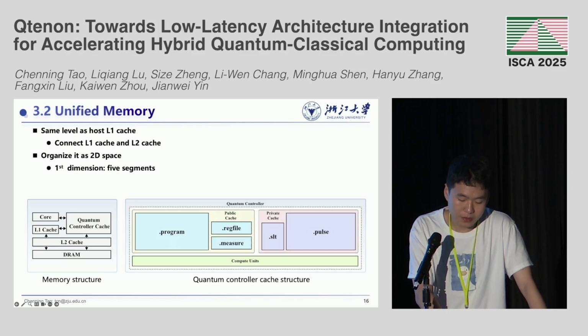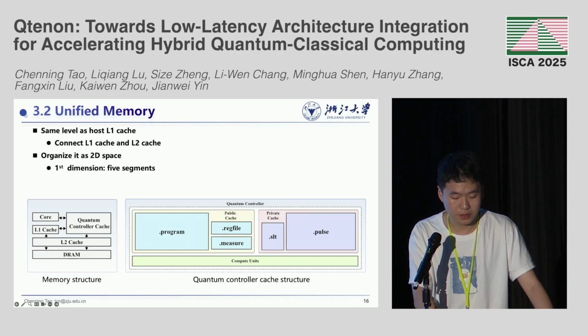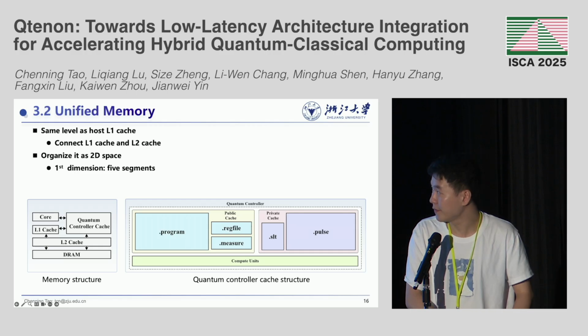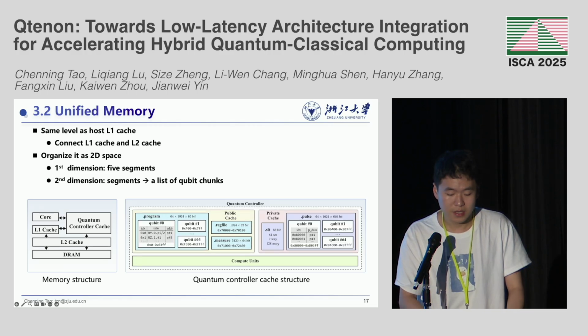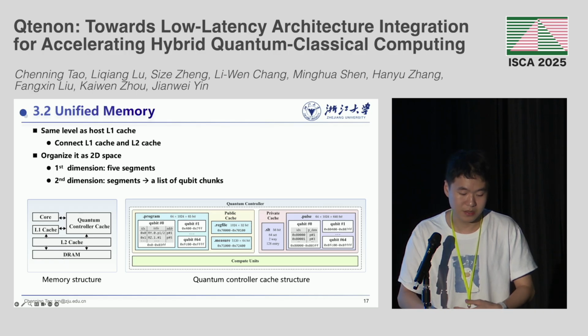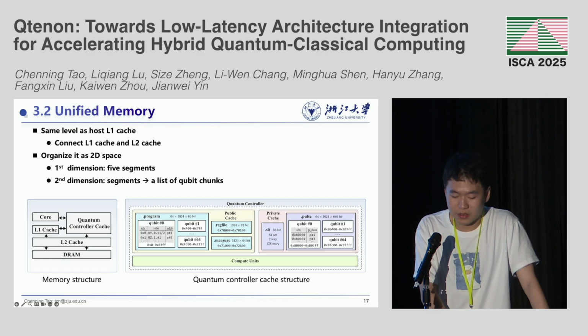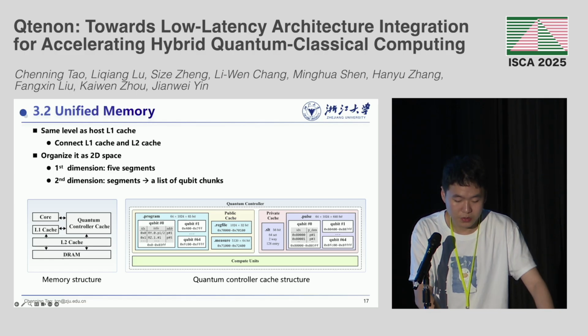And for the quantum controller cache, we organize it as a 2D memory space. For the first dimension, we have partitioned it into 5 segments. And on the second dimension, within each segment, there is a list of cubic chunks. This 2D organization makes the system easy to scale.